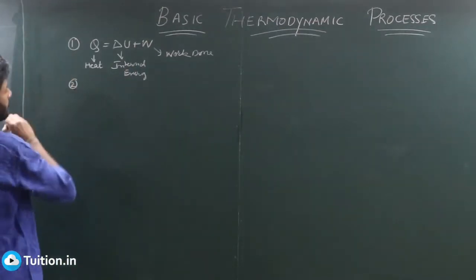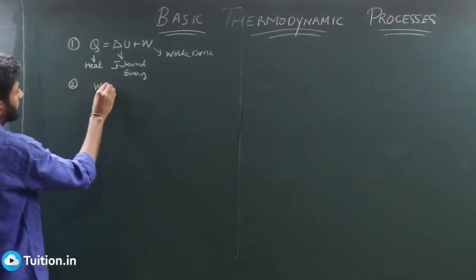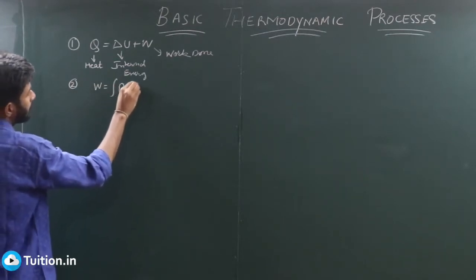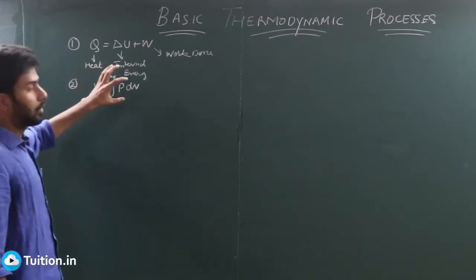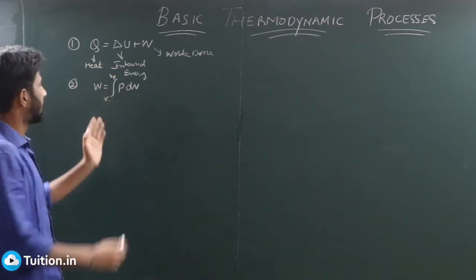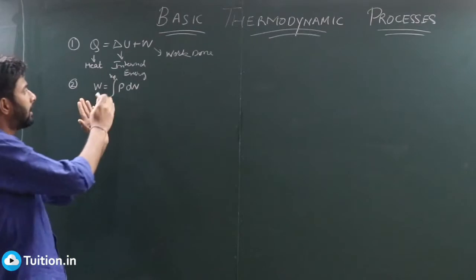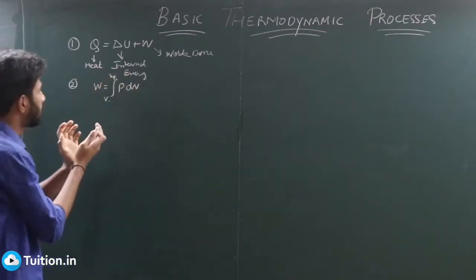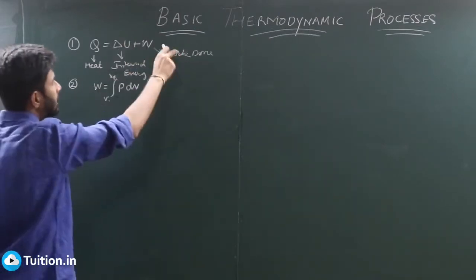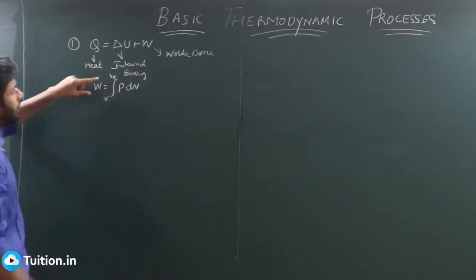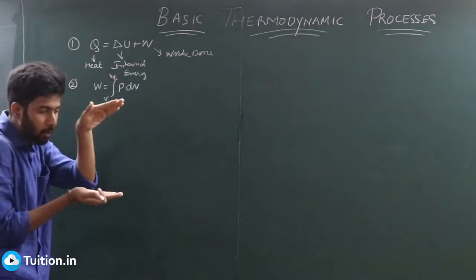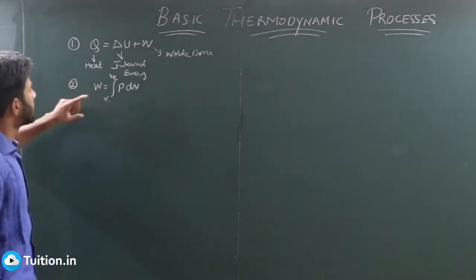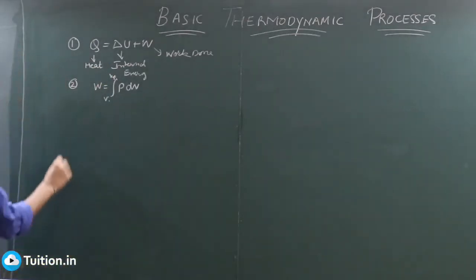The second equation that we will use is work done W = ∫PdV, starting from Vi going to Vf. This is the formula for work done that we will use. If the gas expands, if your Vf is greater than Vi, then this will come out to be positive. That means work is done by the system. If Vf is less than Vi, that means the gas's volume has decreased, and in that case work done will be negative, by sign convention.